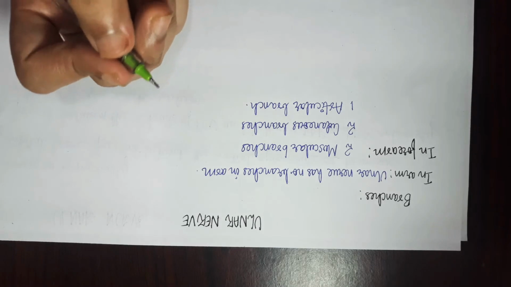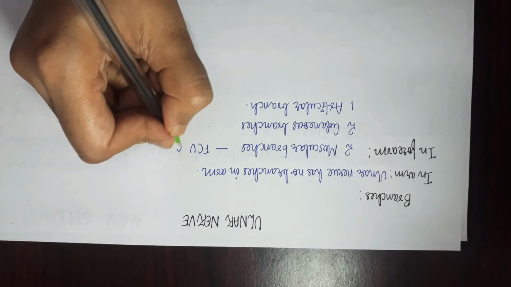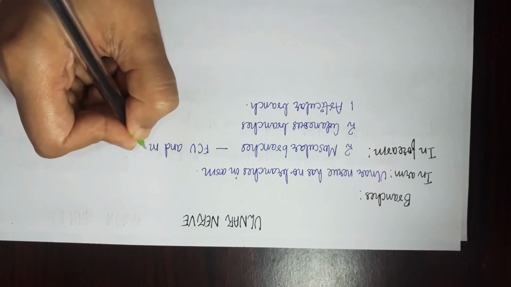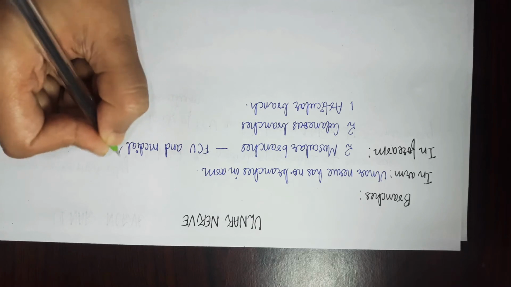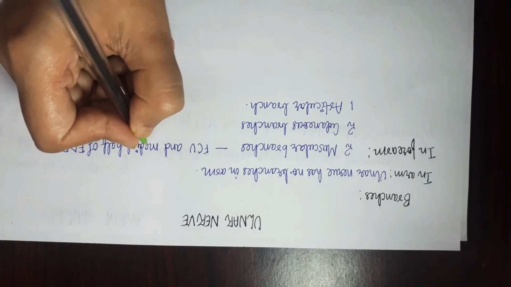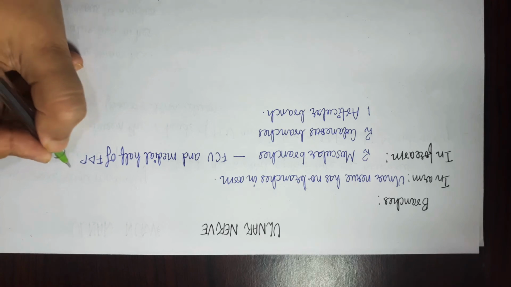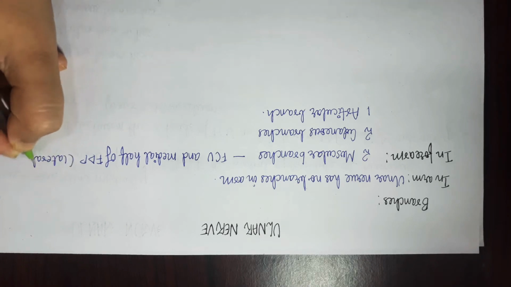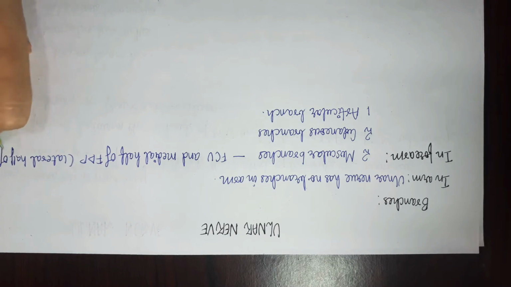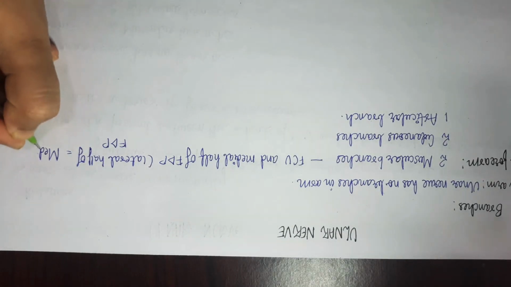What are the 2 muscular branches? It supplies the muscles flexor carpi ulnaris and the medial half of flexor digitorum profundus. As we know, the ulnar nerve is present medially, so it supplies the medial half of flexor digitorum profundus, whereas the lateral half of flexor digitorum profundus is supplied by the median nerve.